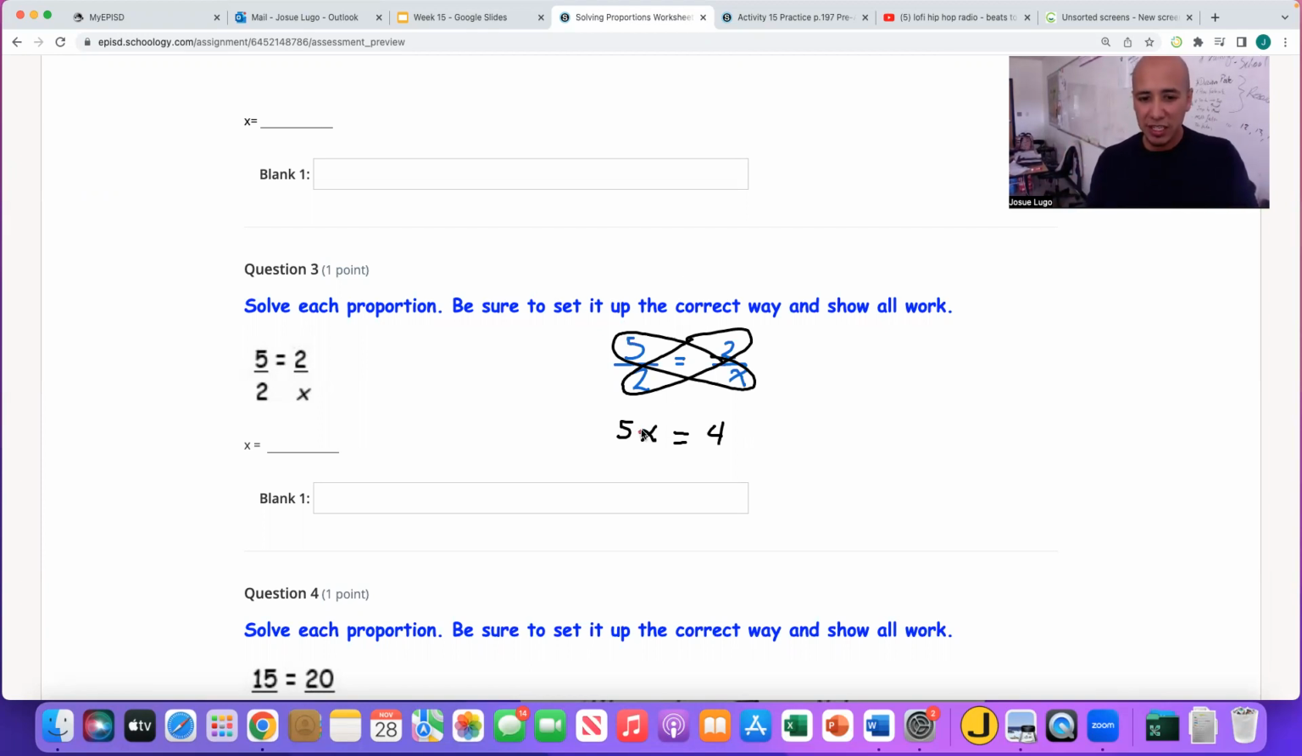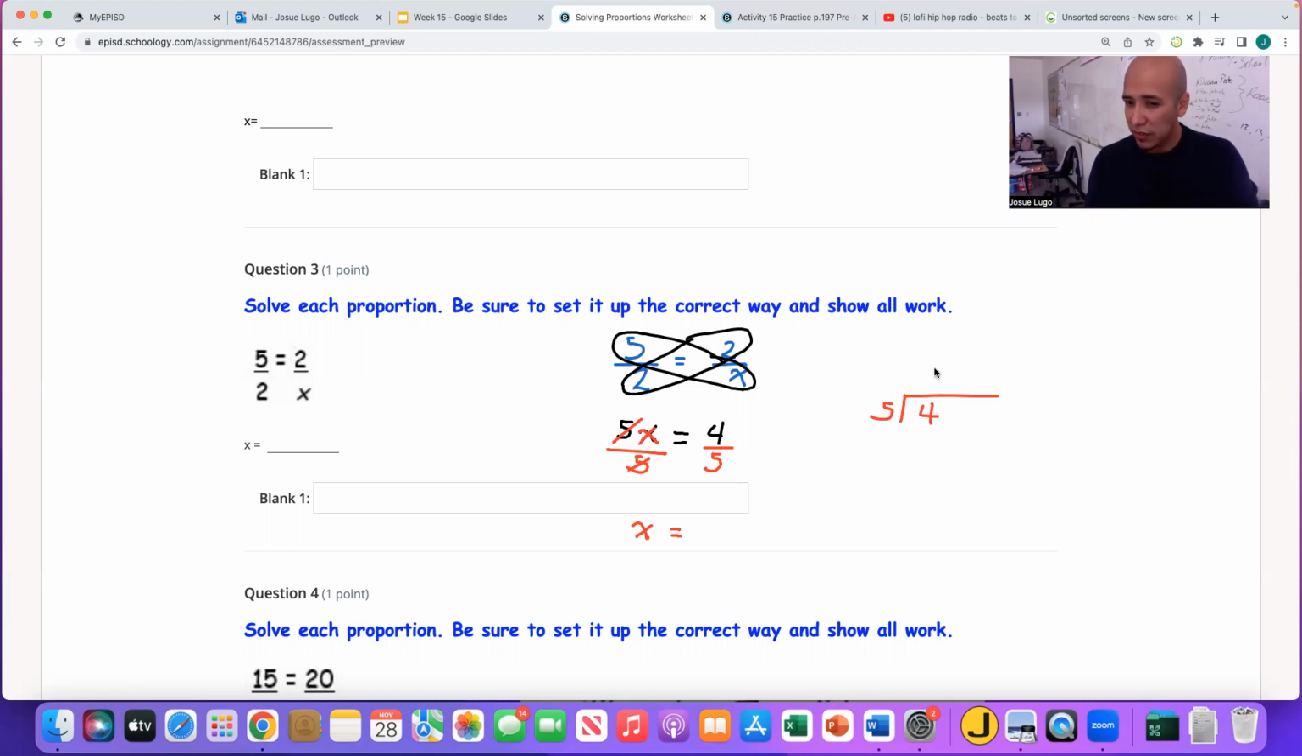Here, again, we're going to isolate the x. So we need to get rid of this multiplication by 5 by dividing by 5, because that is going to cancel the 5. X is now isolated, but whatever I do to one side, I must do to the other. So yes, I must do 4 divided by 5. Again, that is not 5 divided by 4. It is 4 divided by 5. First number goes inside.